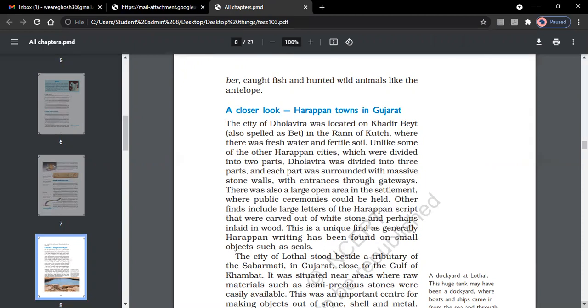So I will suggest you make a main point: where it is located, what is the finding, where is the part, how many parts, what is the writing. You can get this point wise for Dholavira and point wise for Lothal. See, this is the comparative study. You have to make a note for this. This is to describe Dholavira or Lothal and compare them. So make points and make your answer.